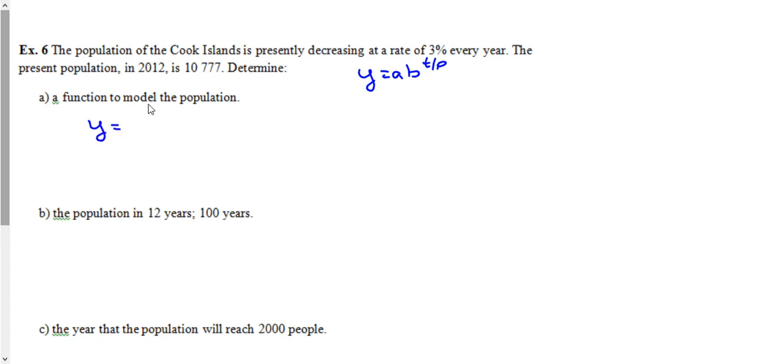So y equals, our initial amount in 2012 is 10,777. That's our initial amount. What's our rate? We're decreasing it at 3%, so my rate is going to be decreasing, which is 1 minus 0.03. So that's how we're going to show decreasing, 1 minus 0.03. The time, we have no idea how often this is decreasing, but it's happening every year.